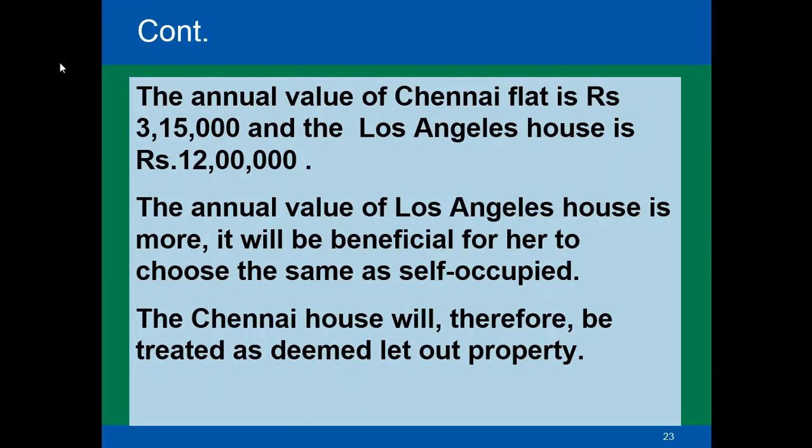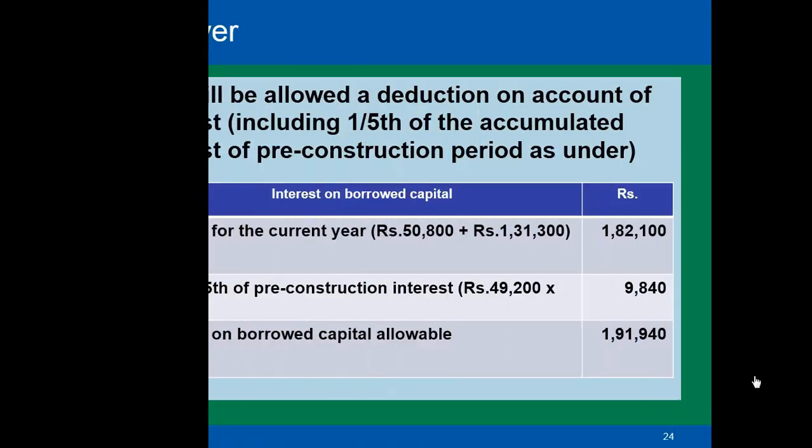Now, the annual value of the Los Angeles house is rupees 12 lakhs, because in the question it is given that it is $20,000 and the rate of the dollar has been given as 60, so it works out to rupees 12 lakhs. So the annual value of the Los Angeles house is 12 lakhs and the Chennai flat is rupees 3 lakh 15,000. Now the annual value of the Los Angeles house is more. It will be beneficial for her to opt for choosing the same as self-occupied. The Chennai house will therefore be treated as a deemed let-out property.